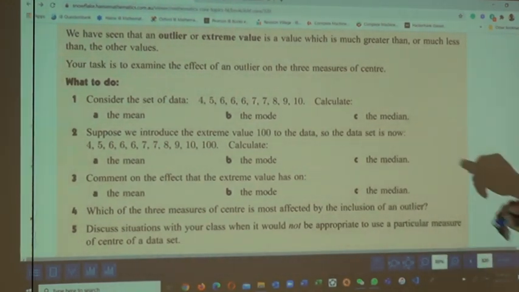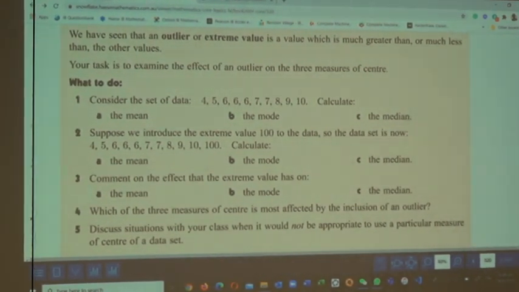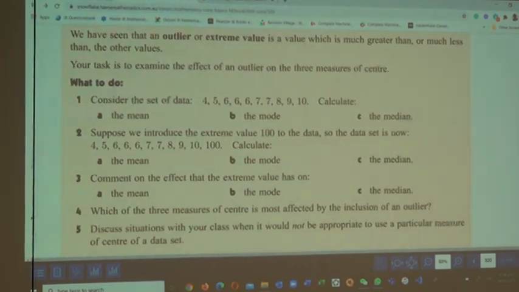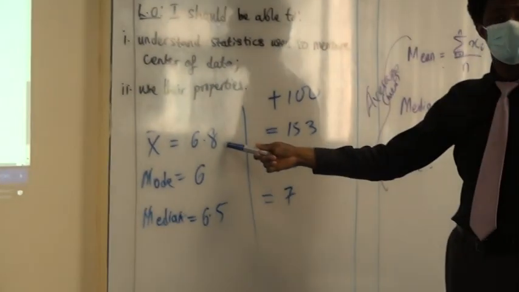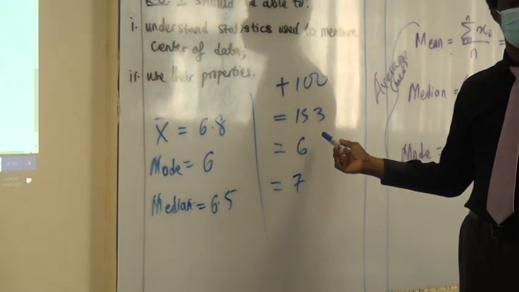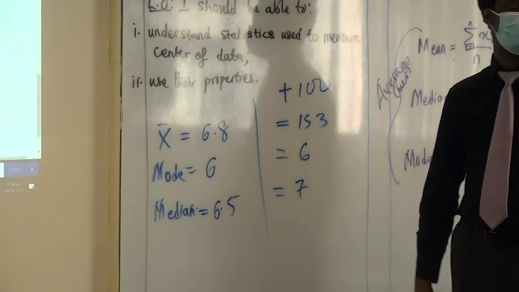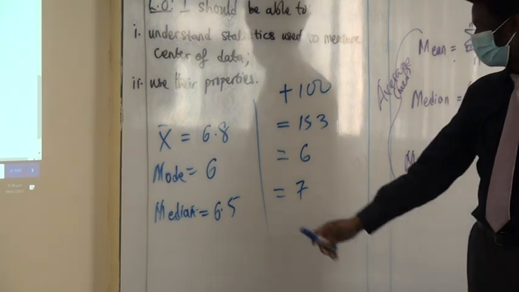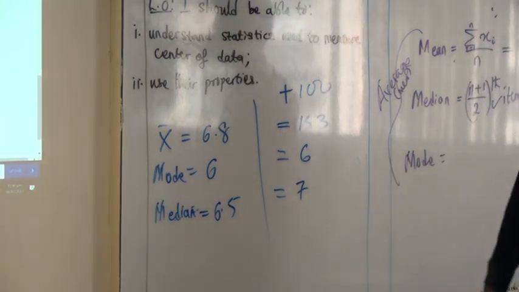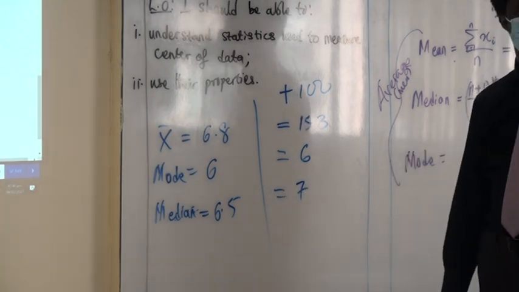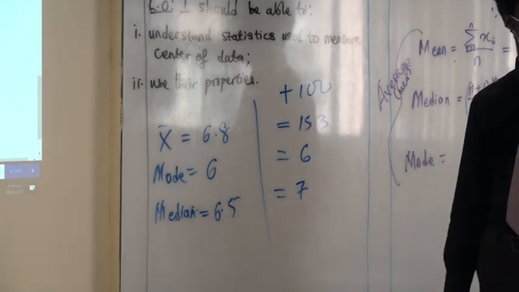Now, comment on the effect the extreme value has on the mean. Does it have any effect on the mean? Yes. What does it have? It basically doubles it. It's like so huge. It's more than double, isn't it? Yes, it's more than double. So it has a very drastic effect on the mean. What about the mode? No change. What about the median? Small change, a very minute change.